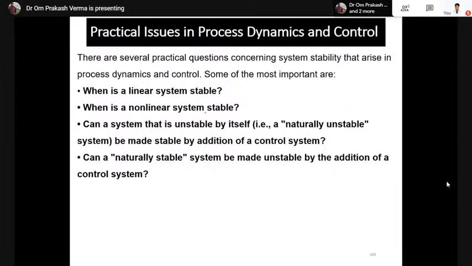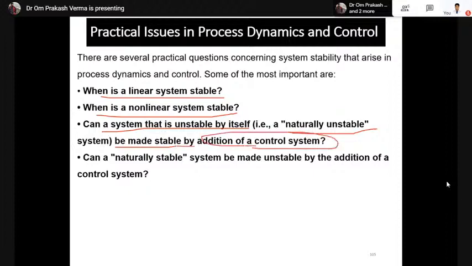Now the control engineers have to answer some classical questions. When is a linear system stable? When is a nonlinear system stable? Can a system be unstable by itself? Okay, that is natural instability. Is the system naturally unstable, or can it be made stable by adding some control system? Is it possible to make an unstable system stable using a control system, or can a naturally stable system be made unstable?